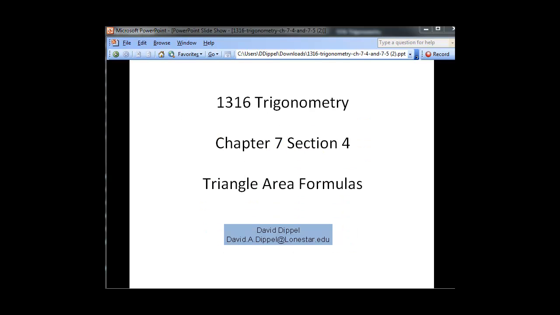Okay, this is 1316 trigonometry. We're working in chapter 7, section 4. We're looking at the triangle area formulas. These will work with all triangles. It's just not 1/2 based on its height. There's a lot of different triangles where you don't have a base and a height, and these come in handy. I'm David Dipple from Lone Star College, Montgomery.